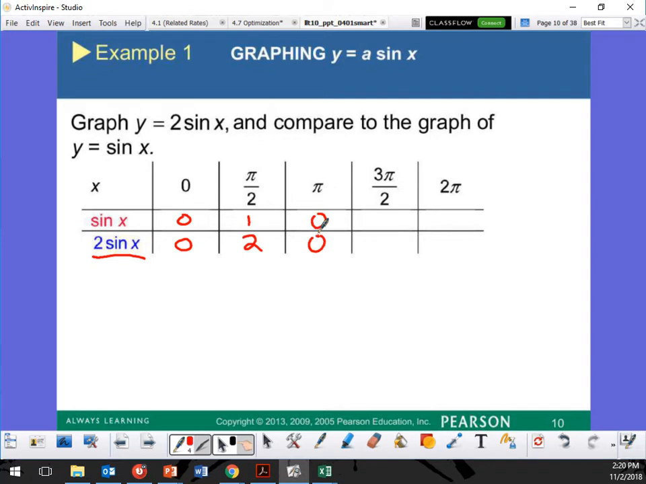Magic finger to 3 pi over 2. Negative 1. So 2 times sine is negative 2, right? Okay, now put your finger on 2 pi. 0. 2 times sine is 0. Is that easy? It's really easy, isn't it?